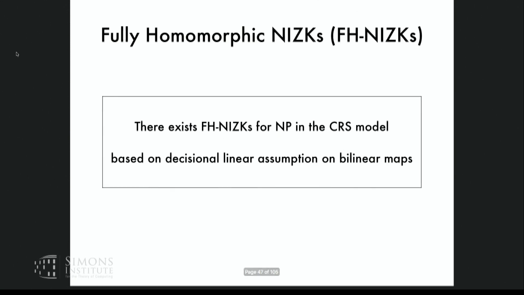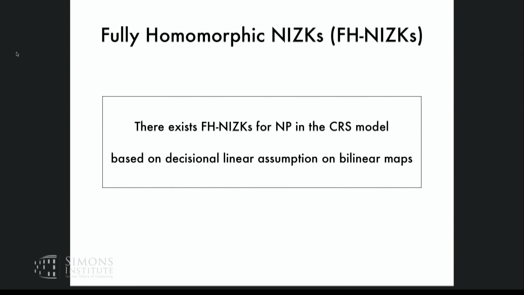Okay, so let me state our results. But you still require the unlinkability to be, it's not the WI property. The unlinkability just says that it should be indistinguishable from a fresh proof. So now if you combine it with WI, you get... Okay, so we show that there exist fully homomorphic NIZKs for NP in the common random string model. We get our results based on the decision linear assumption in bilinear maps.